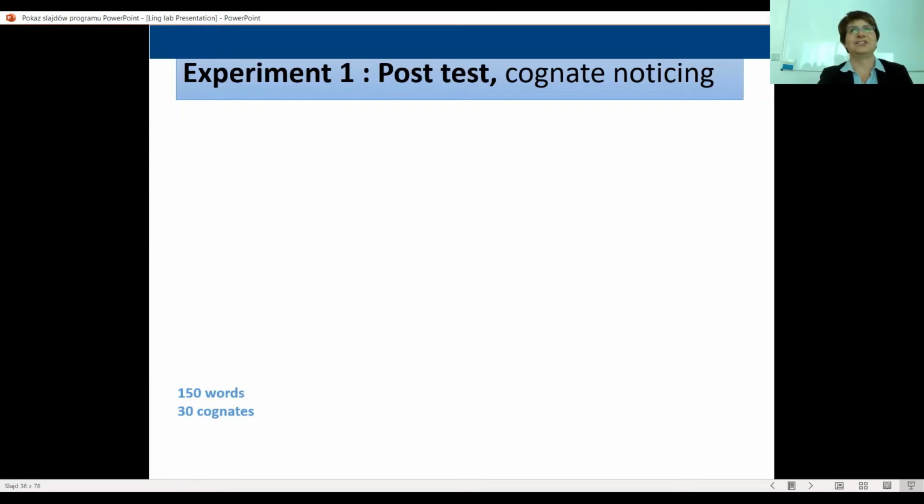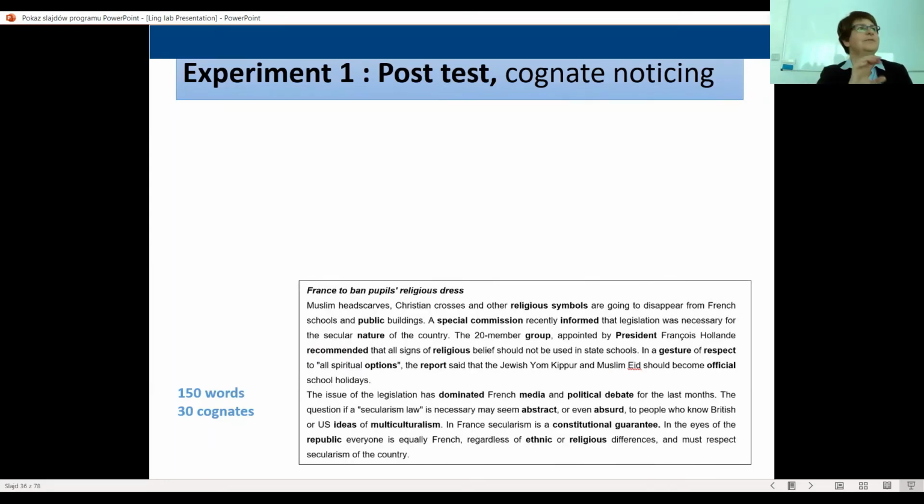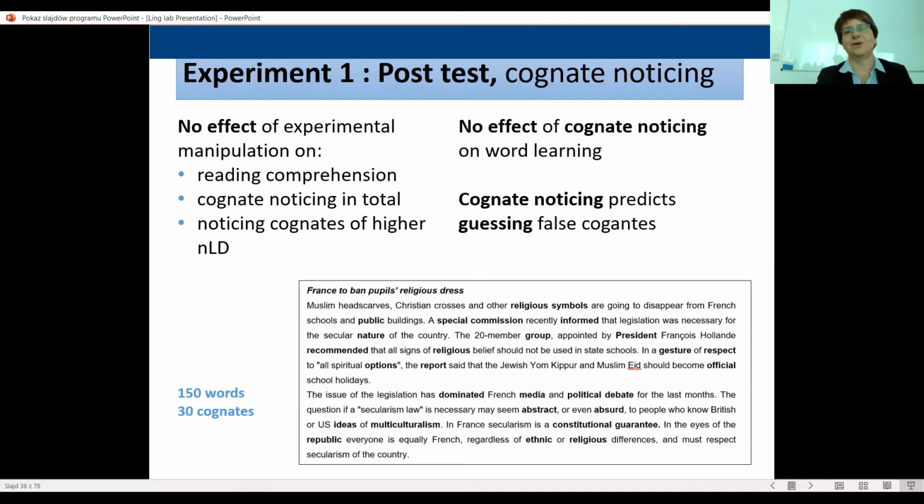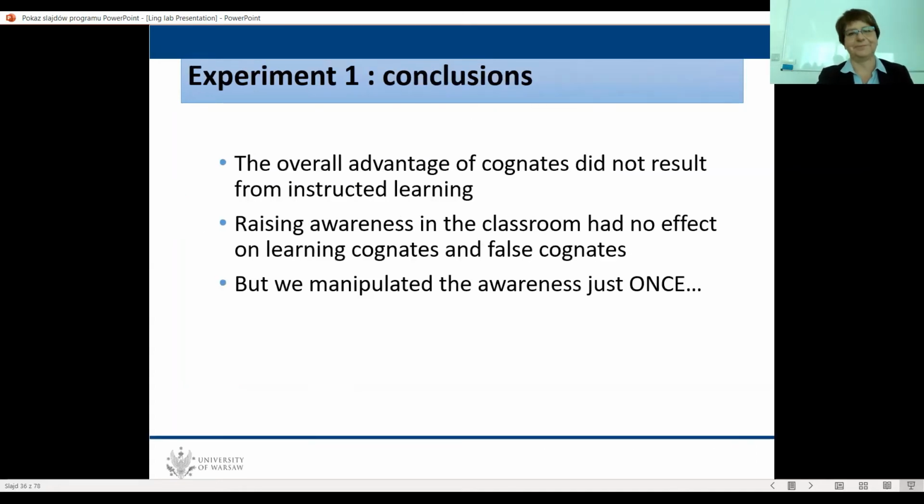We also used a task that was typical for SLA studies. We asked the children at the end to recognize some cognates in text. We just bombarded them with cognates. Maybe that's a bad word. But we exposed them to a text with a lot of cognates. Of course they were not highlighted, but you can see them. Nothing: no effect of manipulation on reading comprehension, on noticing cognates of higher Levenshtein distance. No effect of cognate noticing on learning. Nothing worked apart from the fact that the children learned the words.